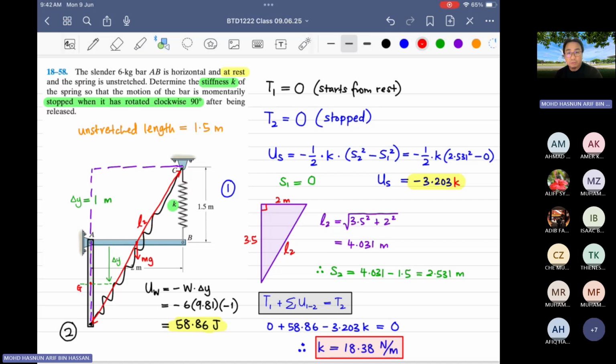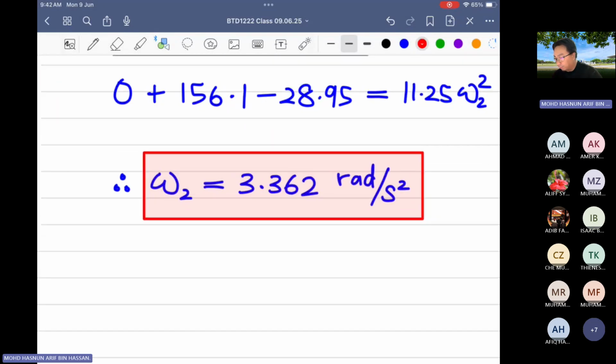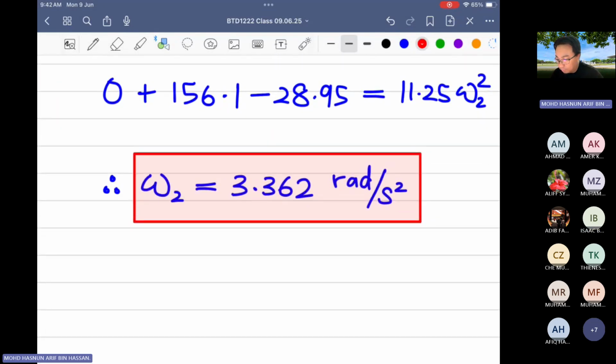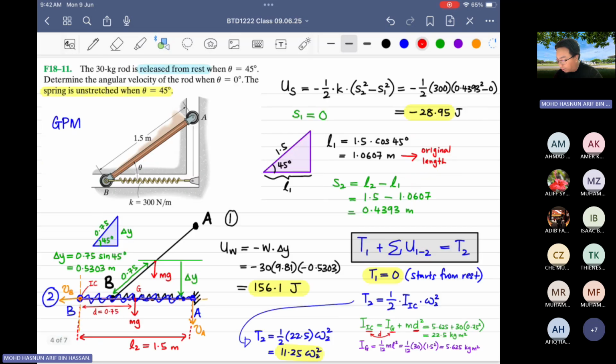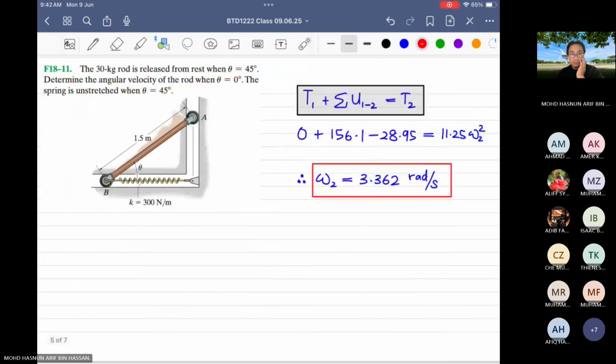Yes, Isaac, you have a question? In the previous example for the angular velocity, is it radians per second or radians per second squared? Radian per second. Right, this is a mistake. Radian per second squared is for alpha. For angular velocity it is radian per second. Any more questions?